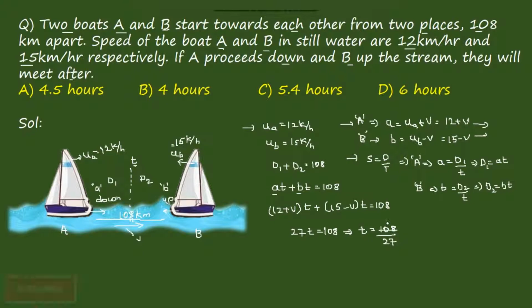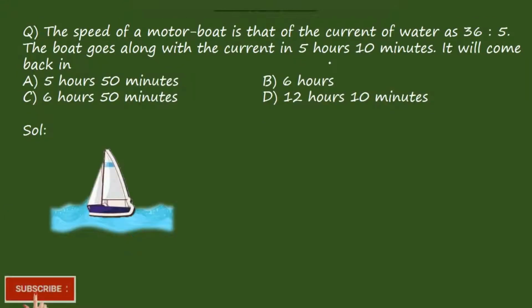9s are, if we consider 9s are, it becomes 1, 12 and goes by 3s are. 1 side becomes 4. So it's equal to 4 hours. So both the boats, A and B, would be meeting at a time of 4 hours. Coming to the next question.